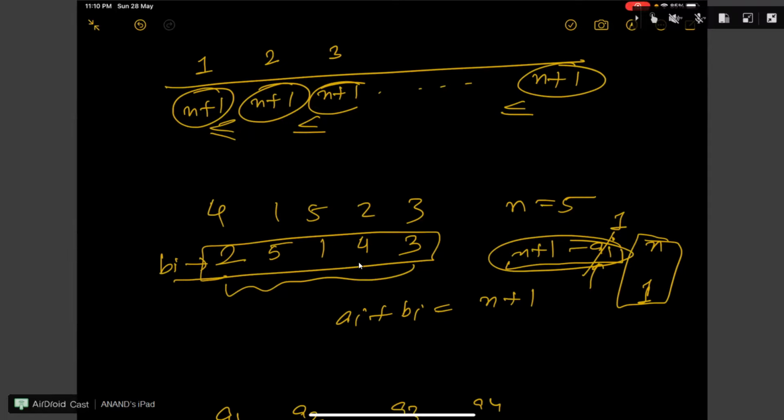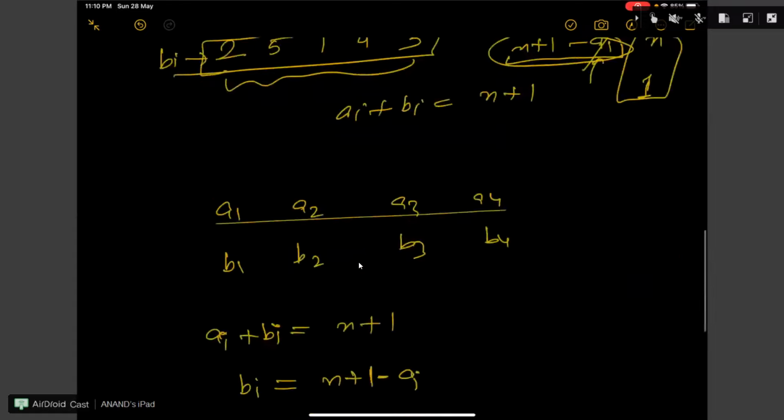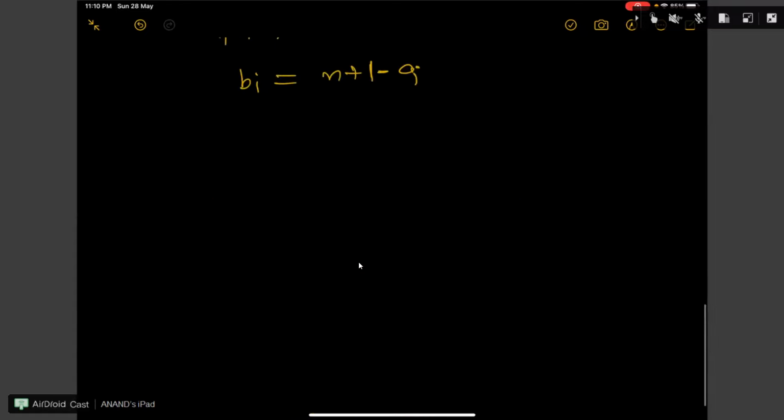Sir, why only n plus 1? What's the logic? How did you reach the conclusion that the permutation will be formed from n plus 1 minus the element? Okay, so you are saying why not the sum of a_i plus b_i be something like n plus 2? Why only n plus 1, right? Yeah. Okay, so let us consider a sequence.